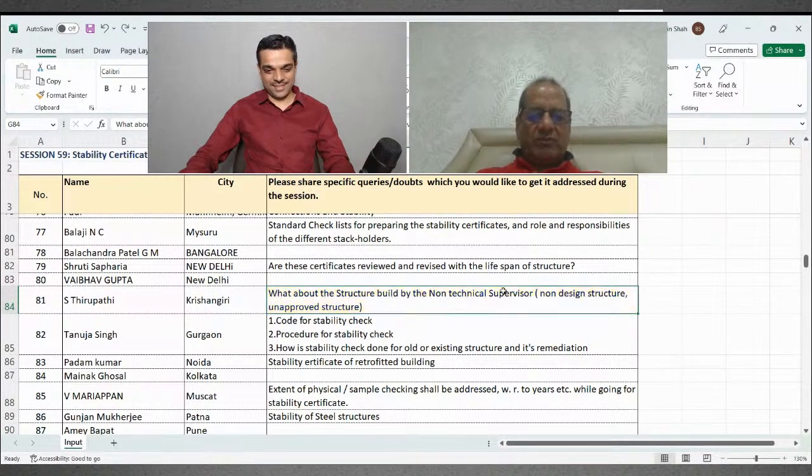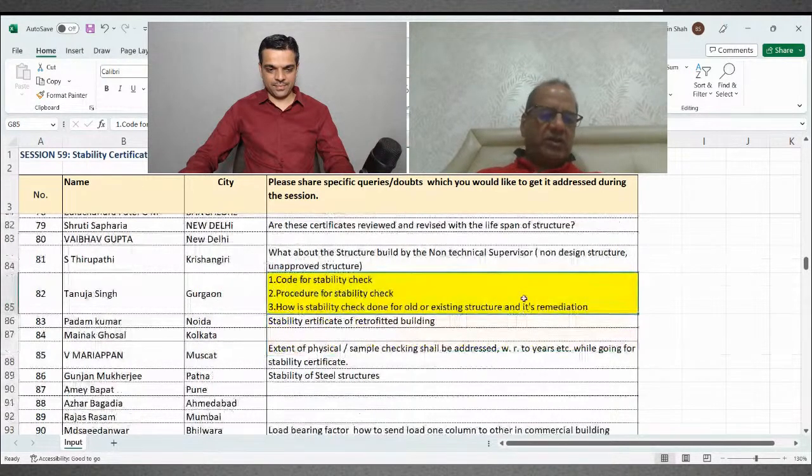Code for stability check, procedure for stability check. How is stability check done? Stability check is a different thing, my friend. It is nothing to do with the stability certification.